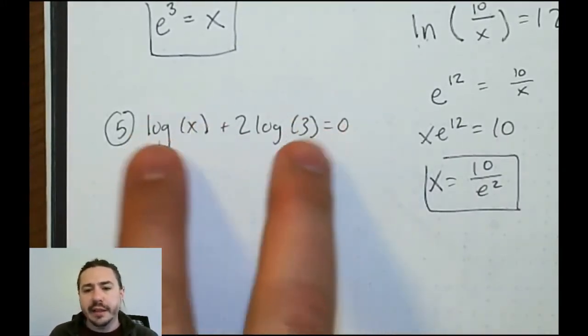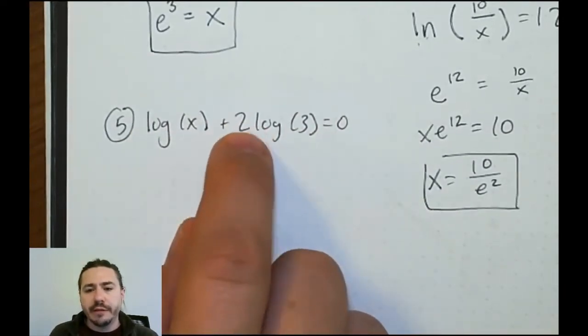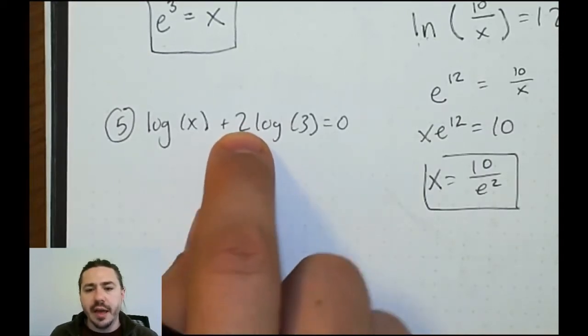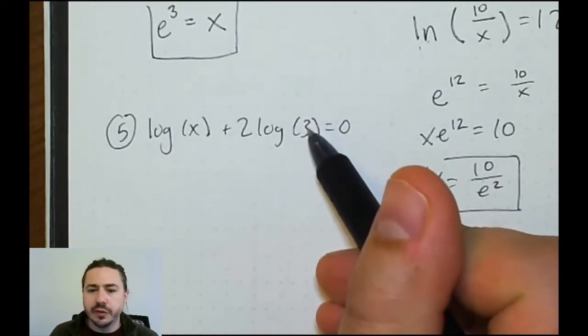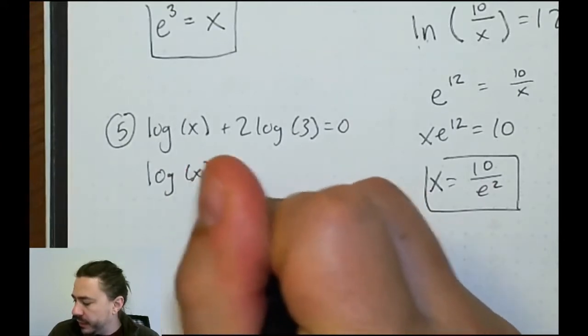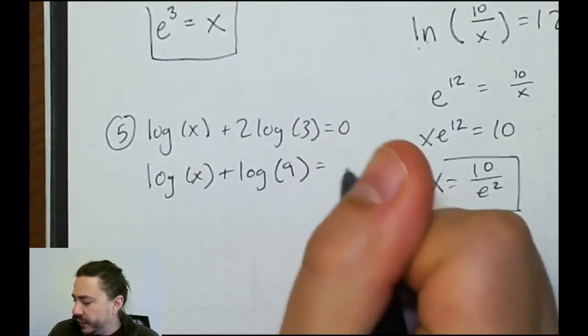So I want to combine these if I can, but I don't know if I can. So I've got this 2, okay, so I can actually use a property here and move this coefficient to be an exponent of 3 using that power rule. So log x plus log of 3 squared, which is 9, equals 0.